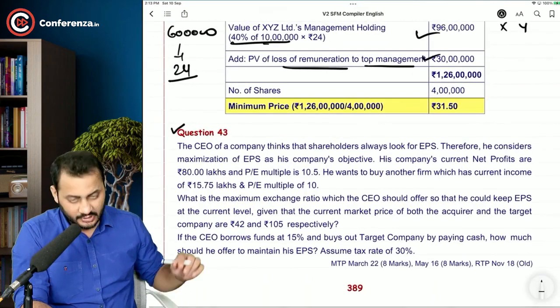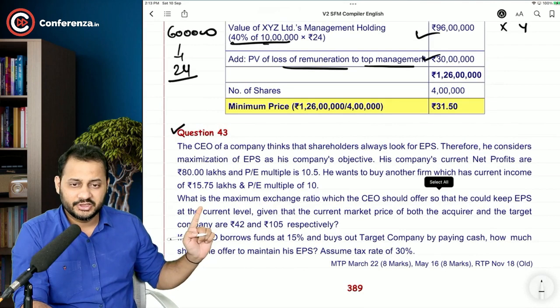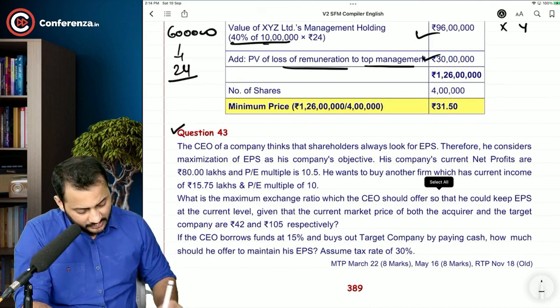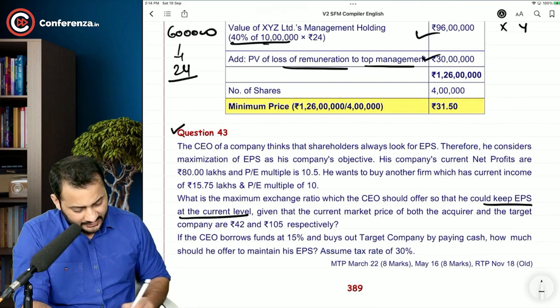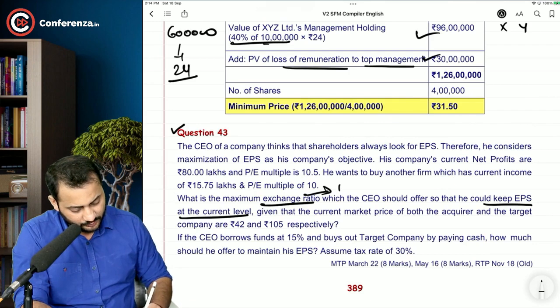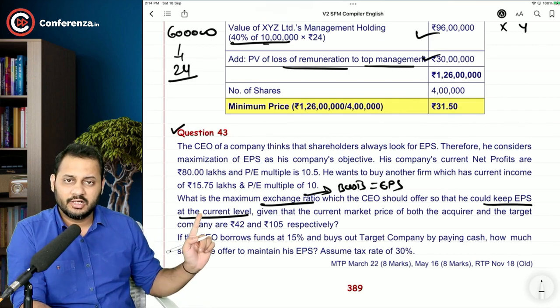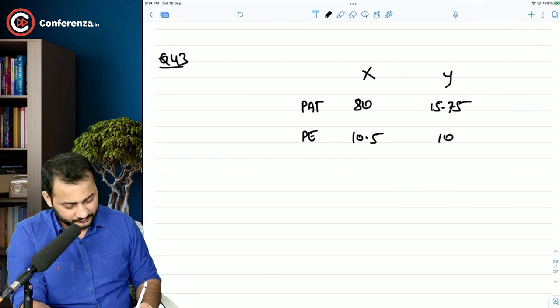What is the maximum exchange ratio which the CEO should offer so that he could keep EPS at the current level? See, if we want to keep the EPS at the current level, the exchange ratio basis should also be EPS. Given that the current market price of the acquirer and the target is 42 and 105.